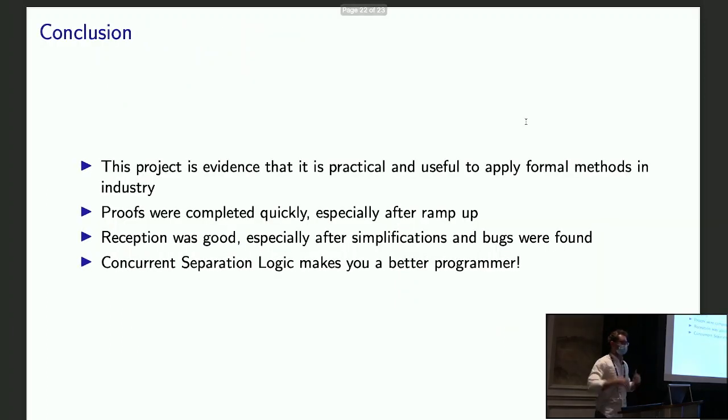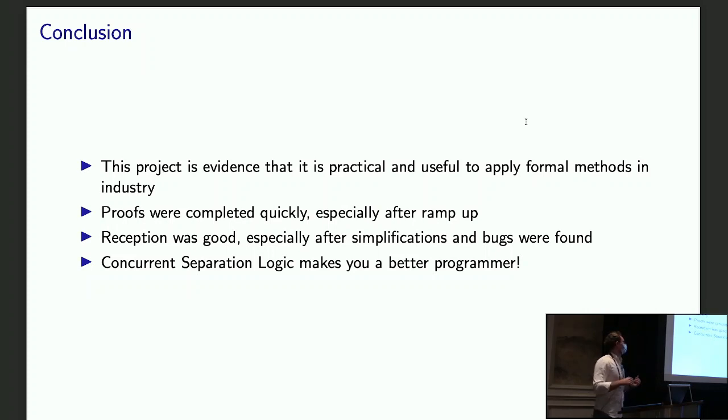Okay, so in conclusion, this project is evidence that it is practical and useful to apply formal methods in an industrial setting. Not only were we able to prove the correctness of these queues, which increases confidence in the project overall, but we were also able to improve the production code as a result. So that's really great. The proofs were completed relatively quickly. It took person months, not years.